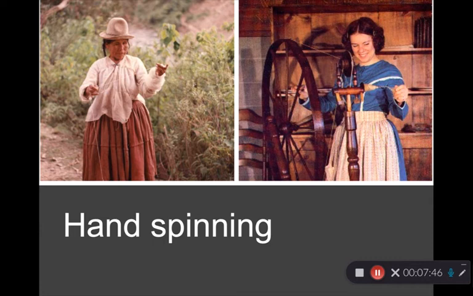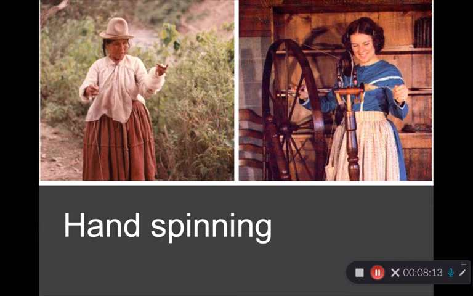The spinning wheel, which was actually invented in India, was exported to Europe in the 14th century. This made spinning a lot easier. I've done both, and the spinning wheel is a very meditative practice for me, where the drop spindle is a very exhaustive practice. So the spinning wheel helped move us into the industrial era.